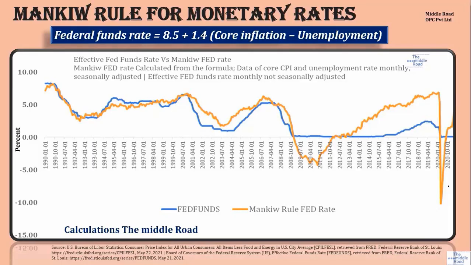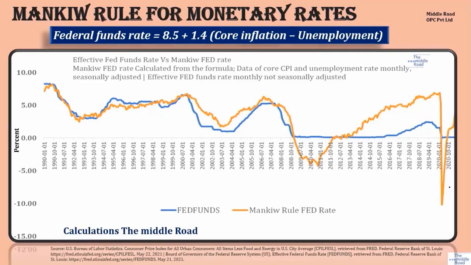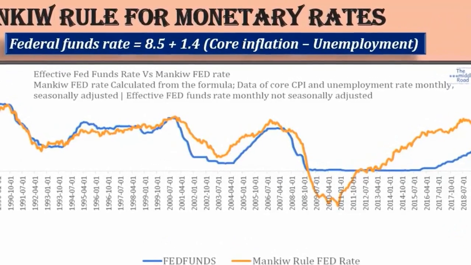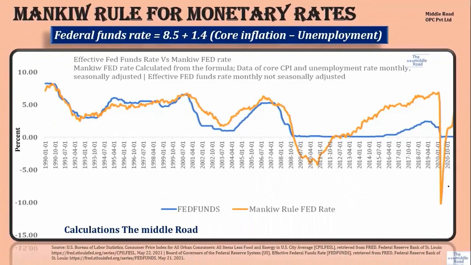Mankiw, like I talked about, the economist Mankiw, has come out with a rule. He said that the Fed's fund rate is equal to 8.5 plus 1.4 times core inflation minus unemployment rate. The only thing is that the data for core inflation and unemployment is seasonally adjusted. Both are monthly rates. The Fed effective fund rate was not seasonally adjusted. And if you look at it, it moves very close until we see this inflection point. According to the model, the rate should be much higher than what it is right now.